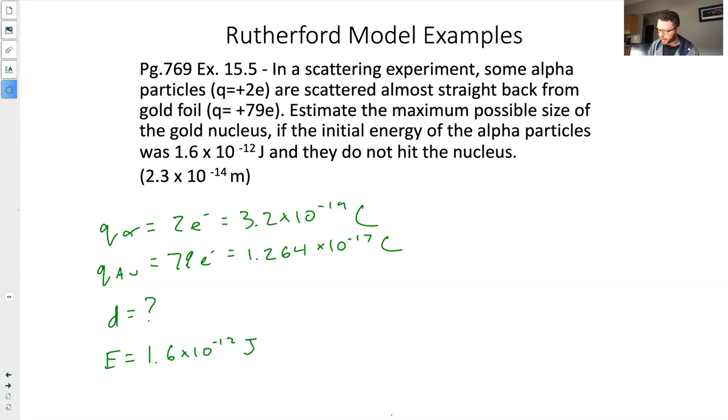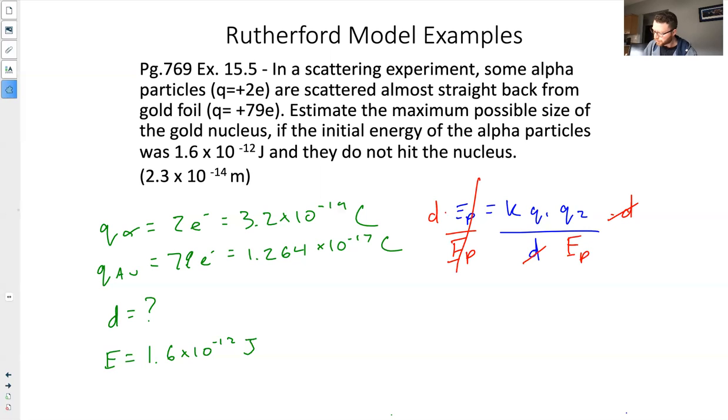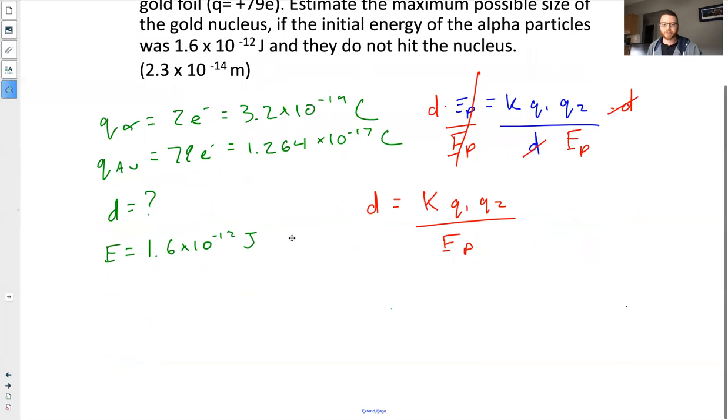Okay, so using the formula that we derived on the last slide, we know that EP, or energy, is equal to K Q1 Q2 divided by D. We need to write this equation in terms of D. So we will multiply both sides by D. And divide by E. Okay, now we have it written in terms of D. So we have the distance is equal to Coulomb's constant times Q1, Q2 over EP. I'll just substitute in our values.